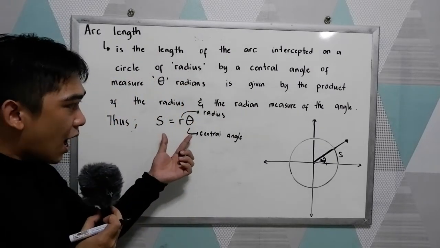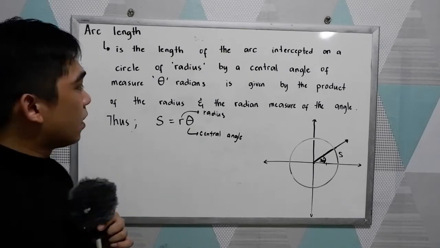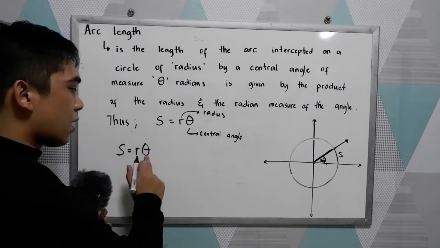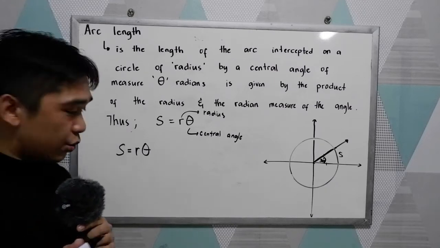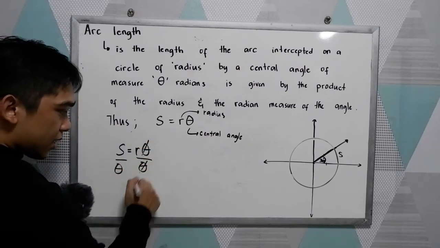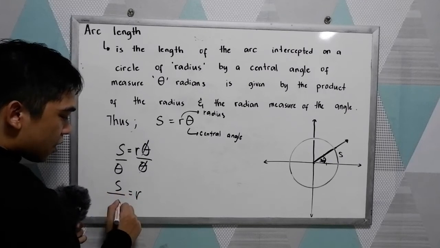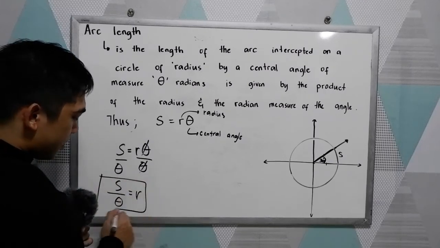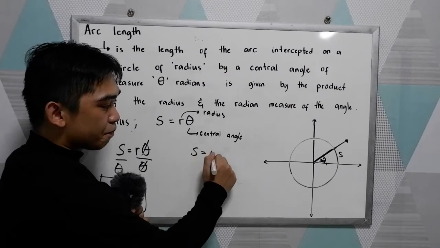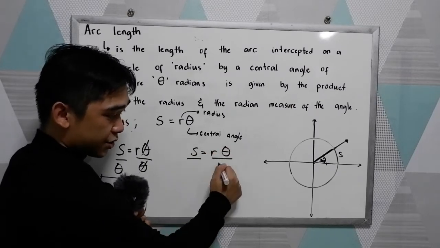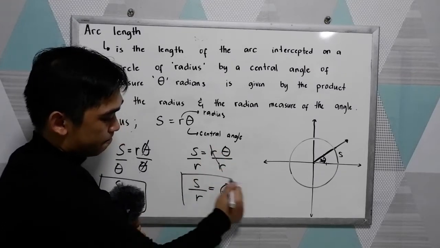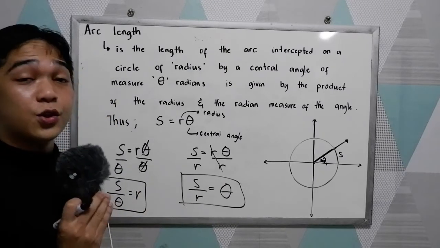If we're going to use this formula, we can derive two more formulas. S, or arc length, is equal to r times our central angle. If you want to find the radius, we just need to divide by theta, the central angle. So cancel. Radius now is arc length all over the central angle. The second one is, if the central angle is missing, the same step, divide by radius. So central angle is equal to S over r. These will be the two formulas that you're going to use.